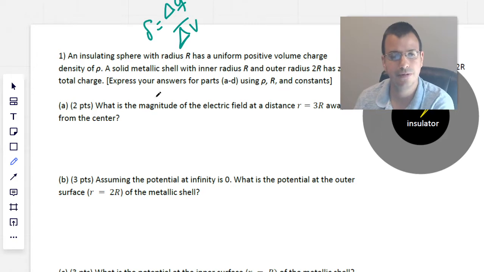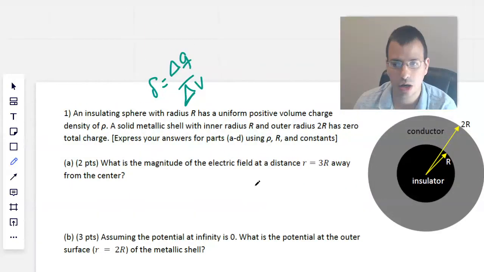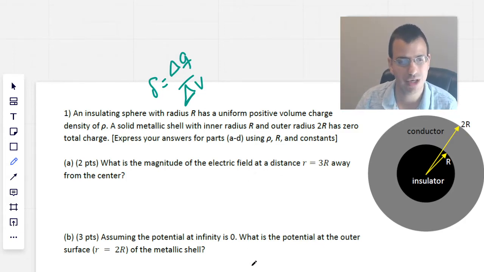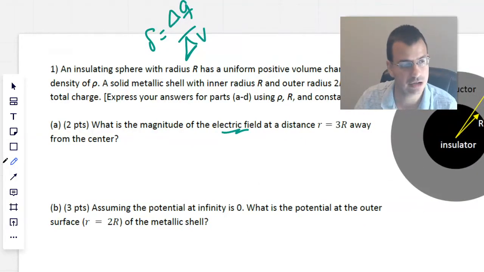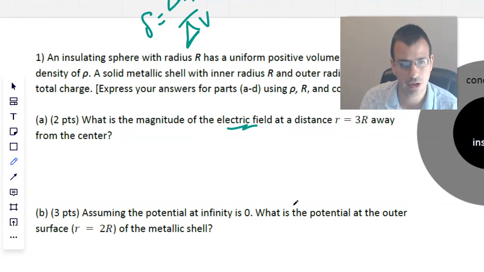Solid metallic shell with inner radius r and outer radius 2r, okay, has 0 total charge. Express your answers parts A through D using rho, r for radius, and constants. What is the magnitude of the electric field at a distance r equals 3r away from the center? All right, so there are multiple ways of approaching this. The way I am going to look at this one is through Gauss's law.